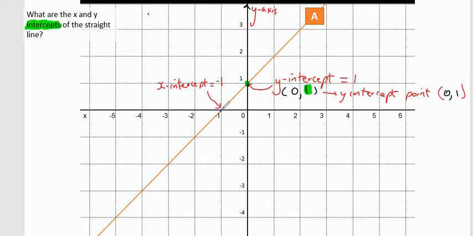But it's a point as well. Remember, every point has two coordinates. So what are the coordinates of this particular point? We call it the x-intercept point. What are the coordinates of the x-intercept point? Okay, so the coordinates of the x-intercept is -1.